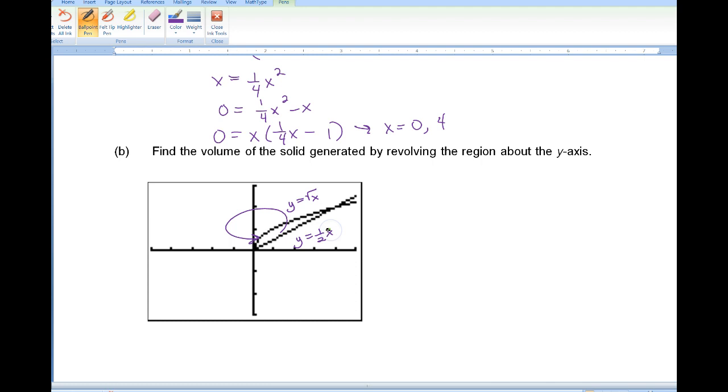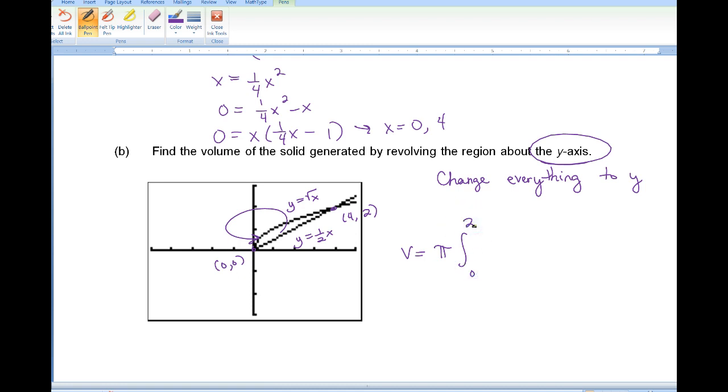So this was y equals square root of x, and this one was y equals 1/2 x. But when I rotate with respect to the y-axis, I want to change everything to y. In other words, this was the point 0, 0, and this was 4, 2. So when I do my volume, instead of going from 0 to 4, I want to go from 0 to 2. I'm using all y.